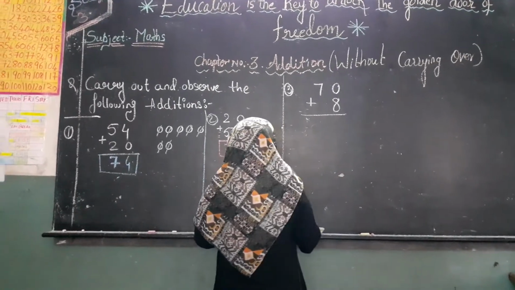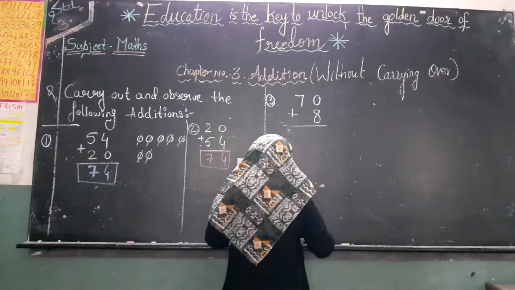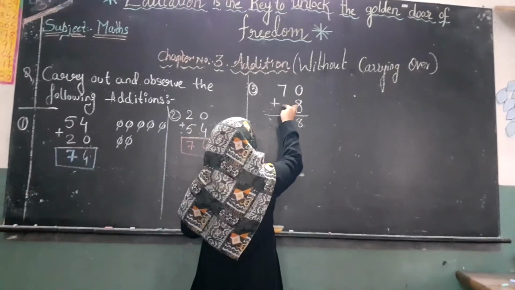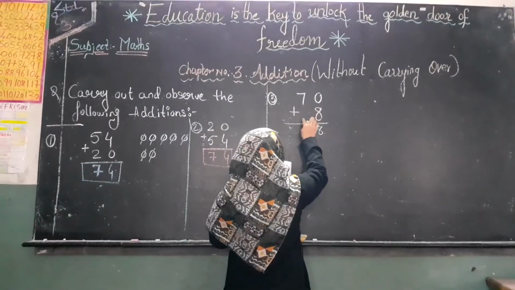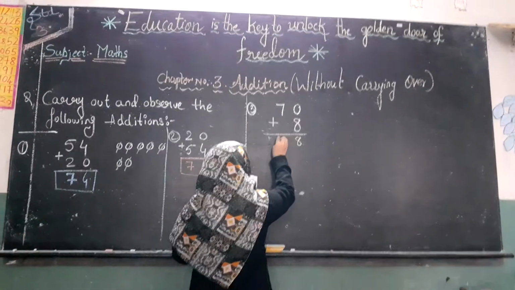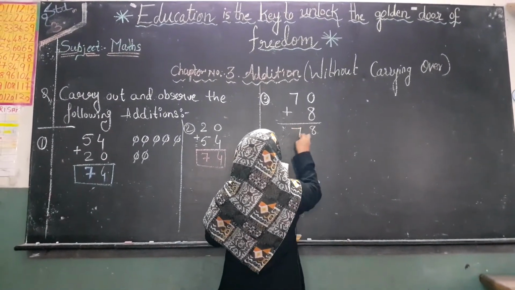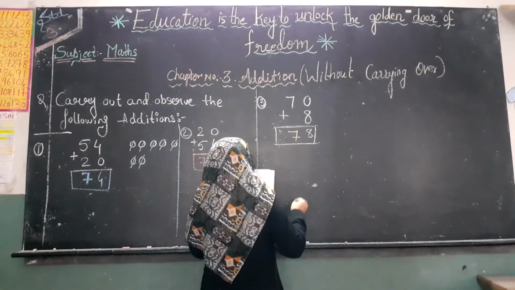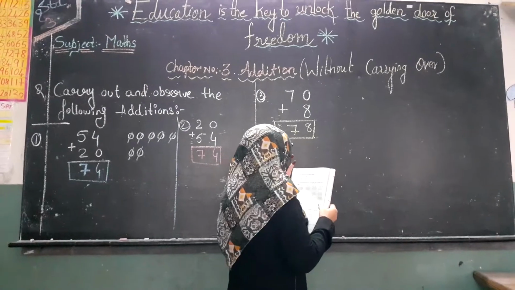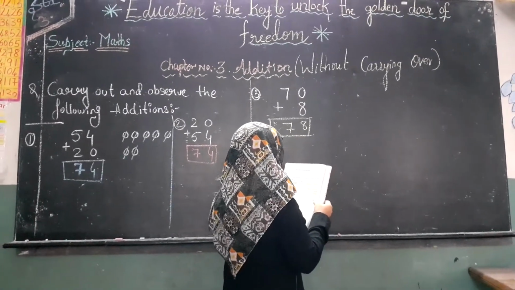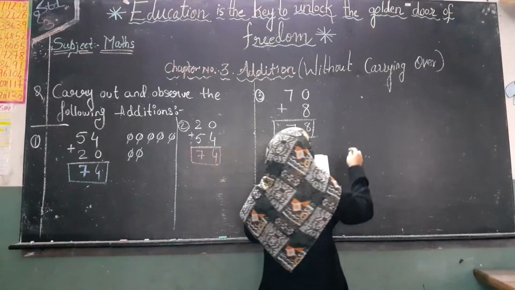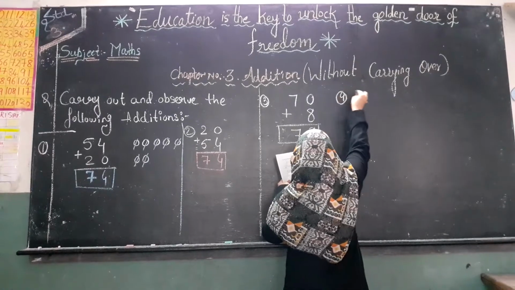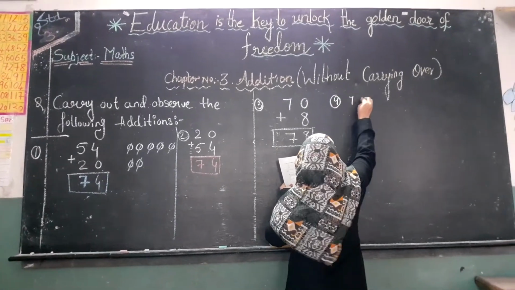Now see here. 0 plus 8 is 8. Understood? Now 7, in 7 there is no number to add, so we have to write that number down exactly. Okay, we got the answer 78. Have you understood? Now I will do the next question. 75.